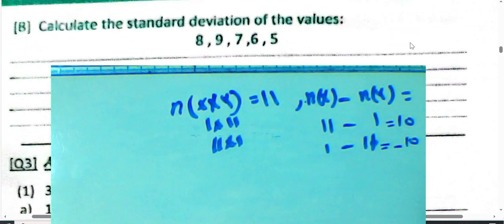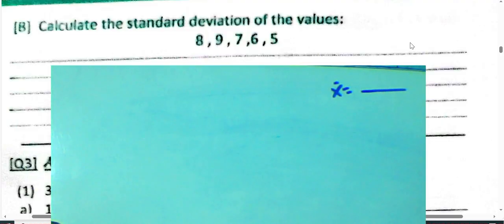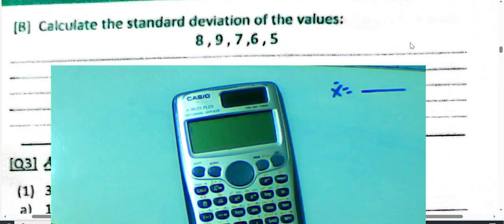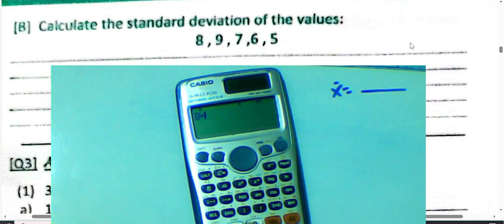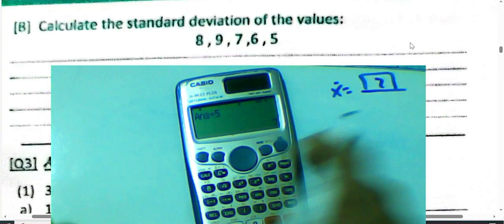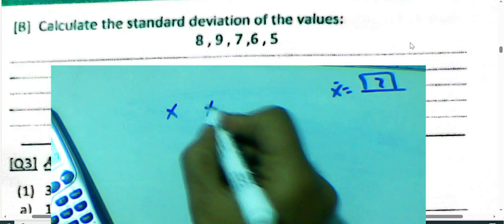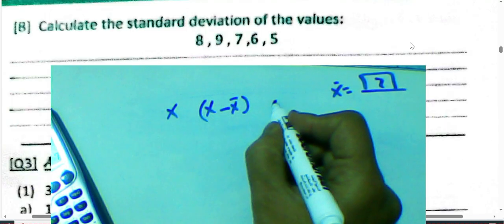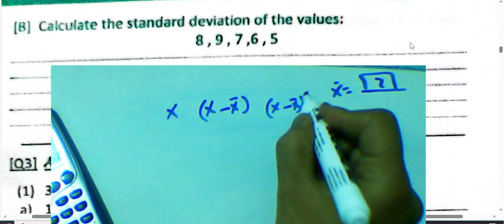With standard deviation of the values, we can first find x bar, the sum of all values divided by 5. We can write 8 plus 9 plus 7 plus 6 plus 5 divided by 5. The x bar will be 7. And then we can draw columns for x, x minus x bar, and x minus x bar all to the power 2.